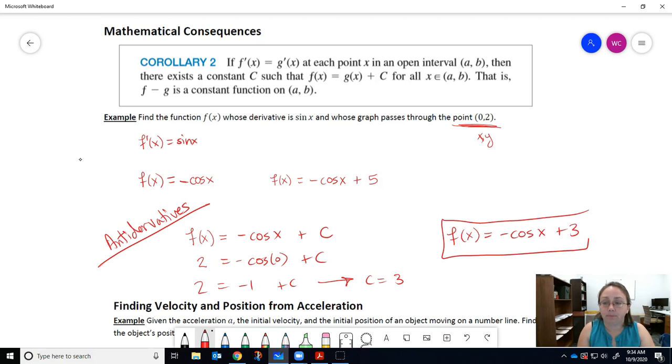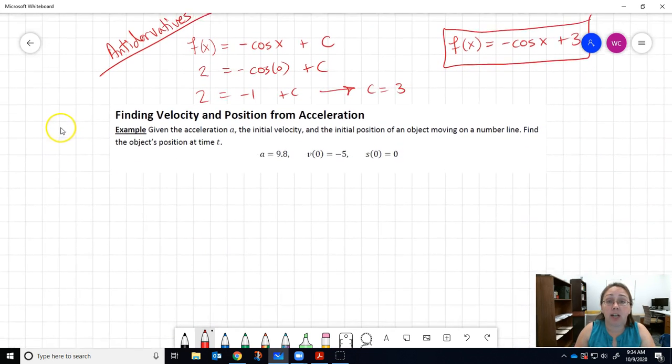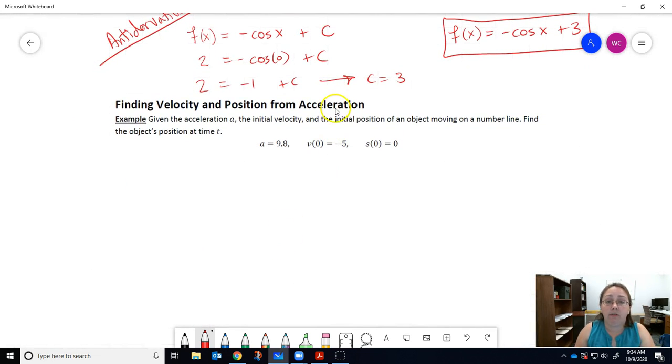And there you go. We could do a similar thing with velocity, position, and acceleration. If I give you, well, first of all, let's review. Remember, we've been starting with position, and once you have position, you can find velocity. How do we find velocity? The derivative of the position.